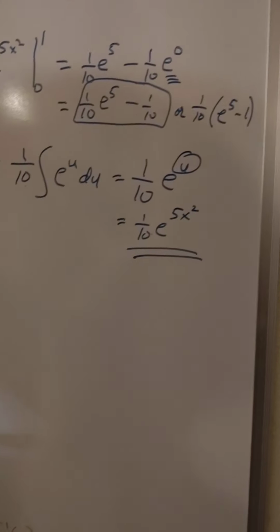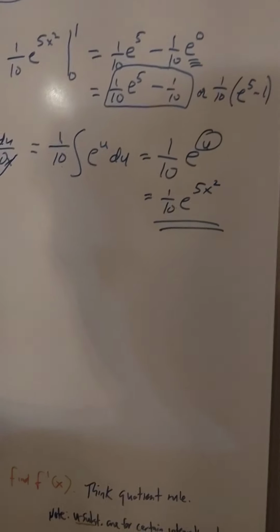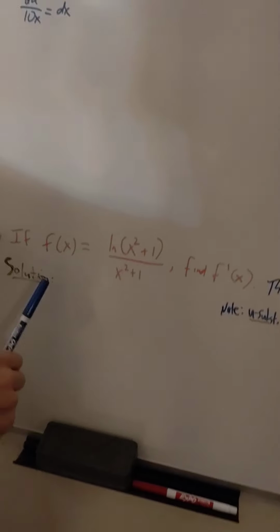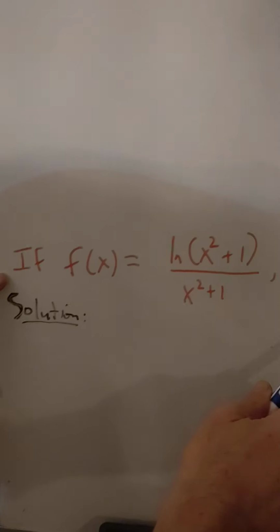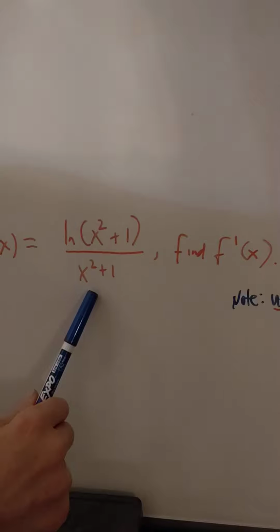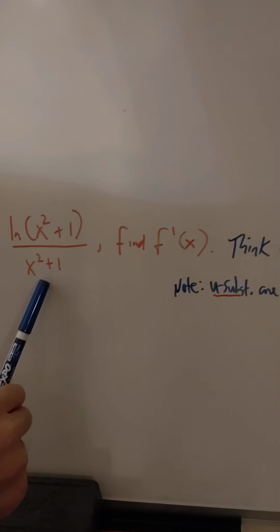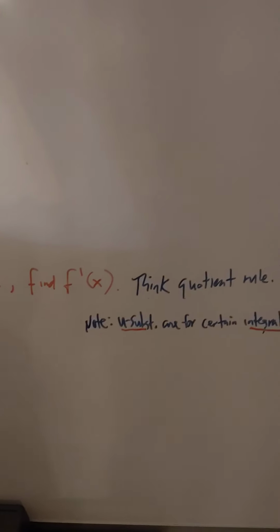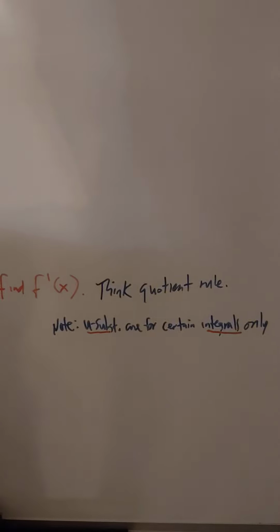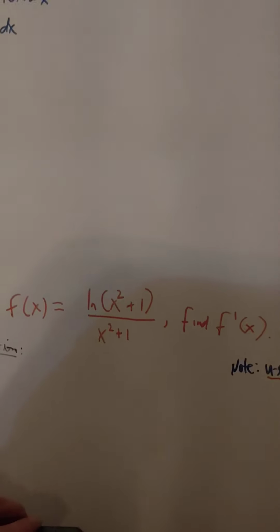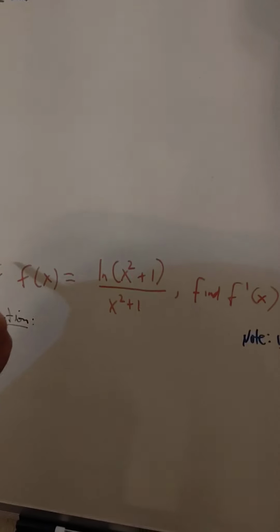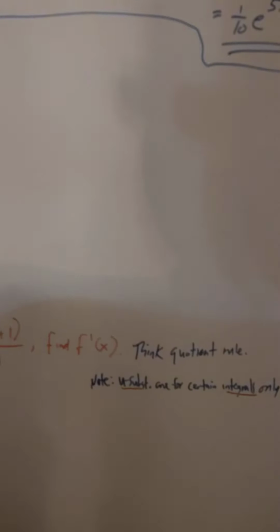And now let's go to our last problem, our second and last problem. So given this function, we want to find f prime of x. This function is a quotient. So with derivatives, we can do a quotient rule. But remember, don't do any u substitutions for derivatives. It's only for integrals that we do u substitutions. So let me continue up here because there's more room.